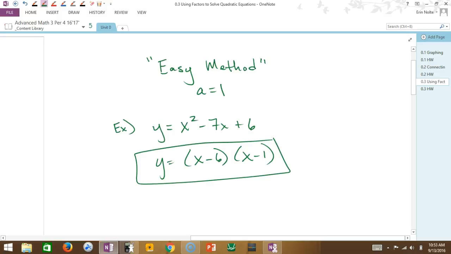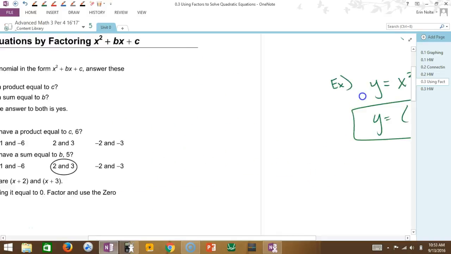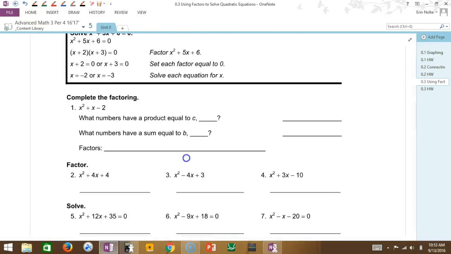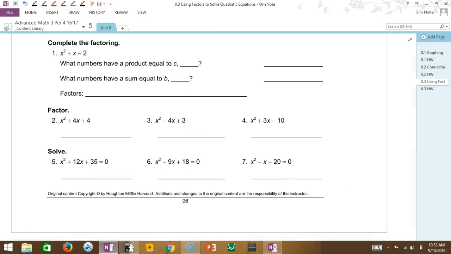What do you think? You remember this? Oh, good. Should we do another one? Let's use one of their examples. I can't think of that many in my head. This one says we're going to complete the factoring.